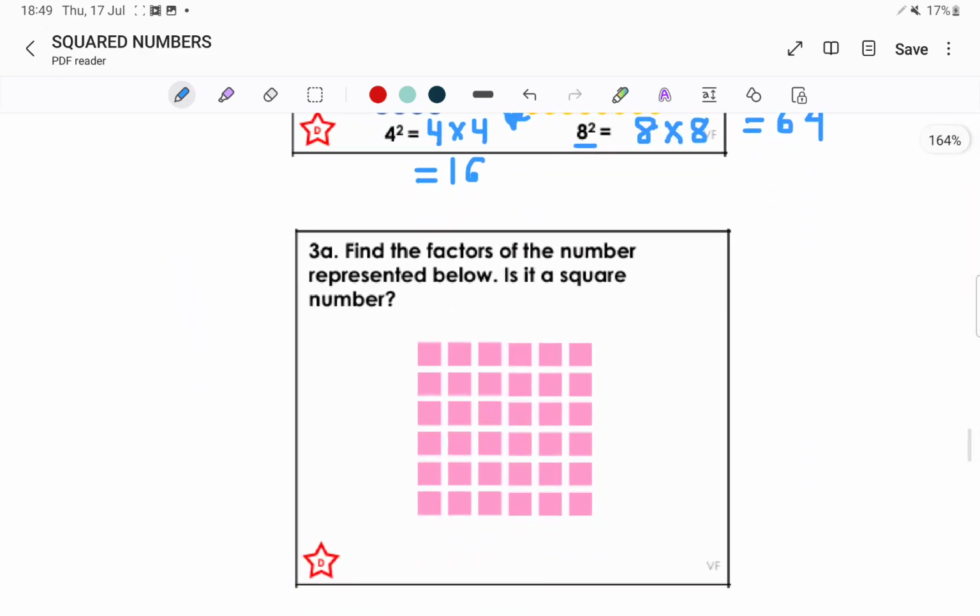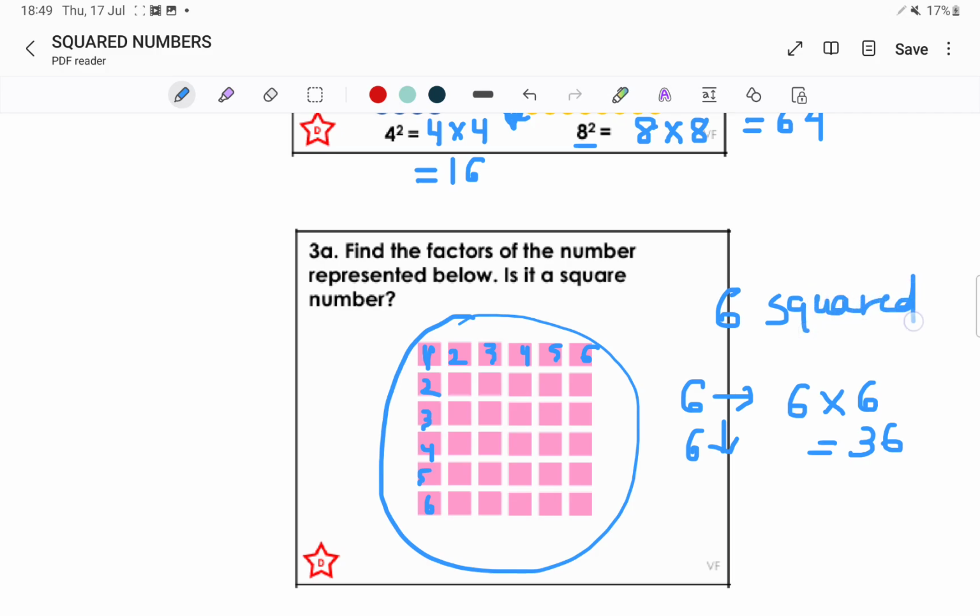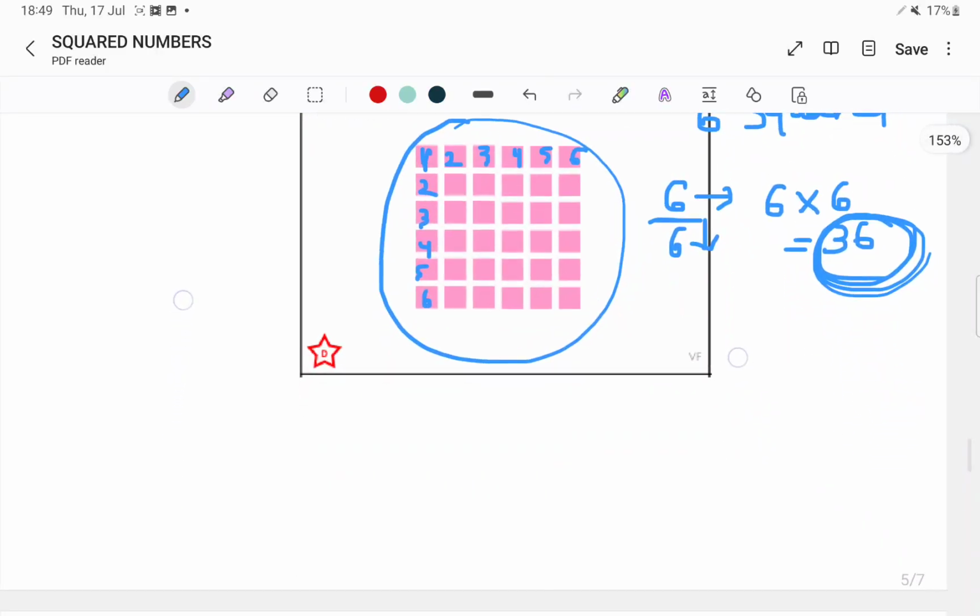Then we have a question, find the factors of the number represented below. Now what is this number? And they are asking, is it a squared number? So we have 1, 2, 3, 4, 5, 6. Then 1, 2, 3, 4, 5, 6. So 6 rows and 6 columns. So this is a squared number, 6 by 6, which is 36. So this is called 6 squared. So the squared number is 36, that is the answer. We call it 6 squared, and 36 is a squared number because 36 is obtained by the square of 6.